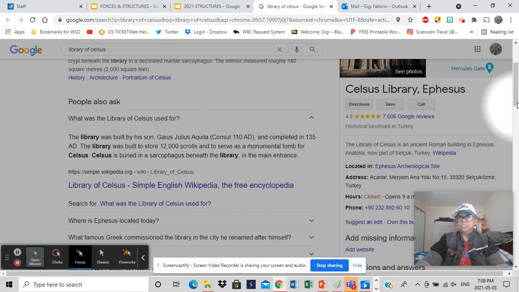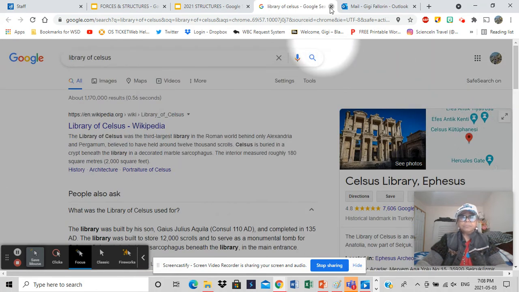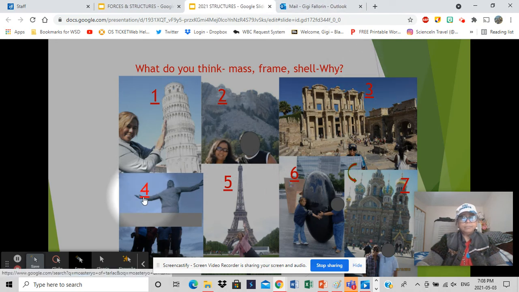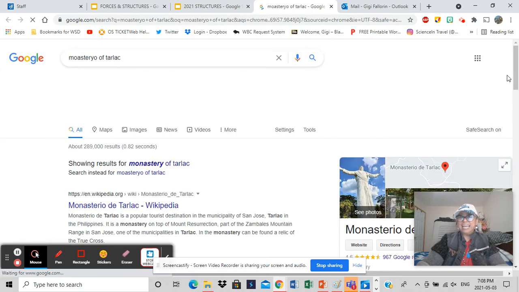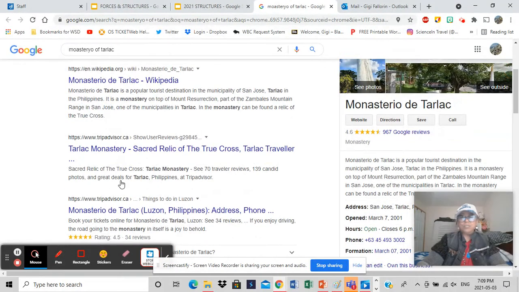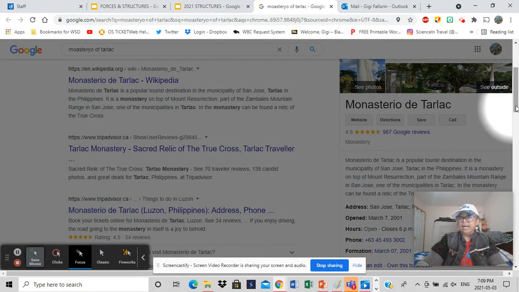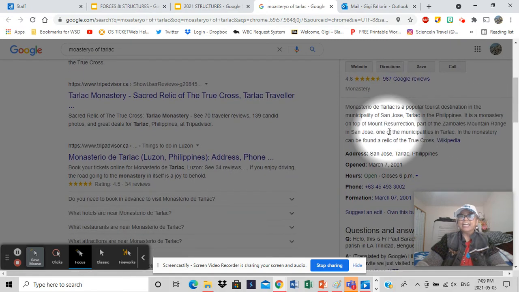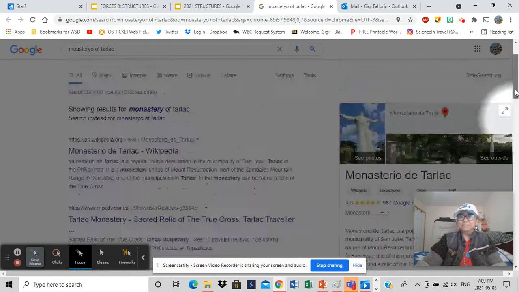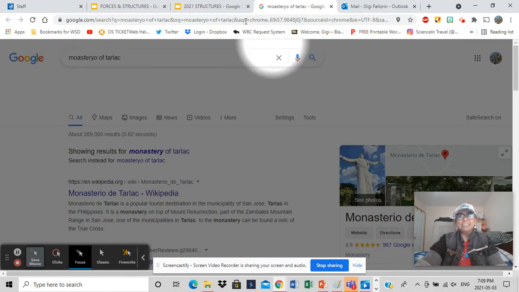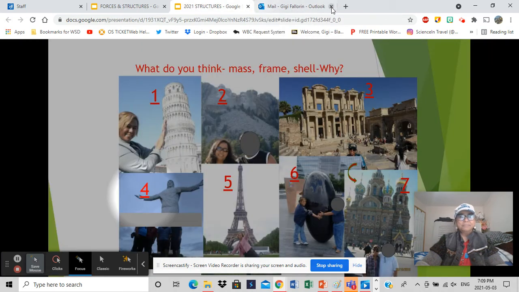So, very interesting. Now, the fourth one, you might think, oh, this must be Christ the Redeemer of Brazil. No, it's not. It's in my hometown in the Philippines, and it's called Monasterio de Tarlac. So interesting, and it's a growing popular tourist destination. So Miss Fowler lives in this part of the world.